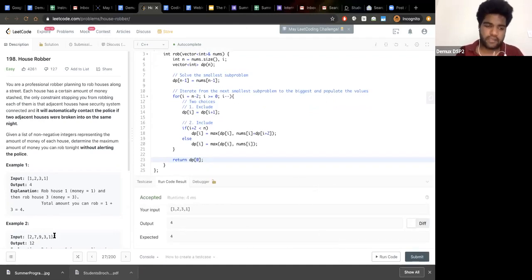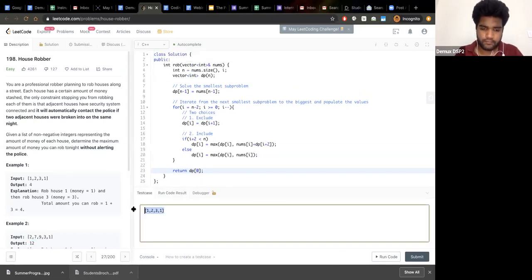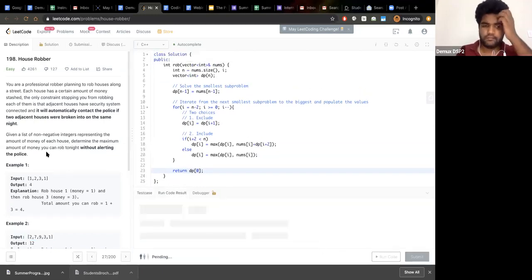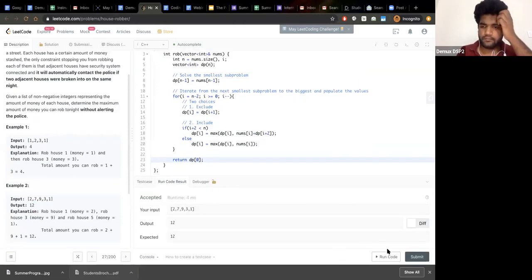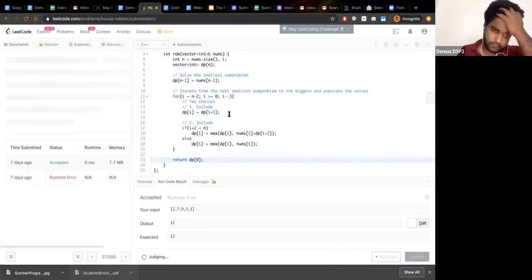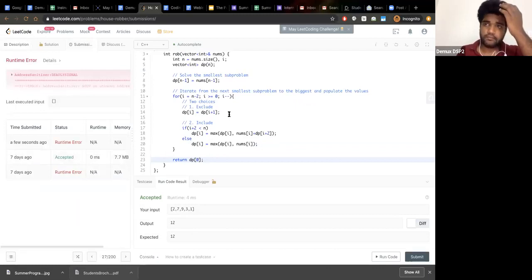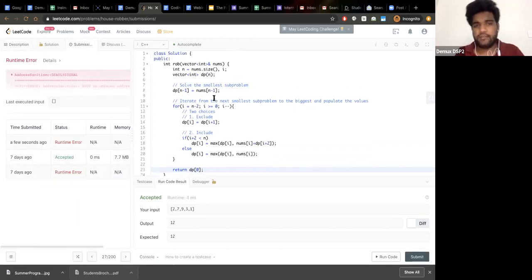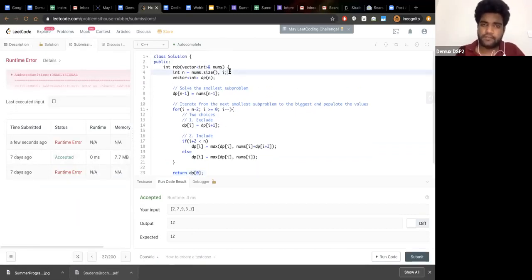So that's basically it. For an empty array, just take care of that.